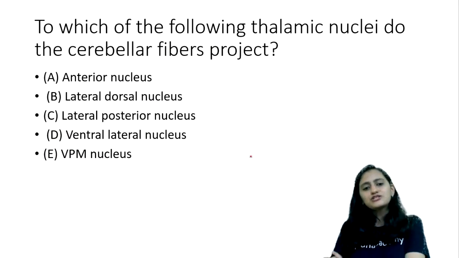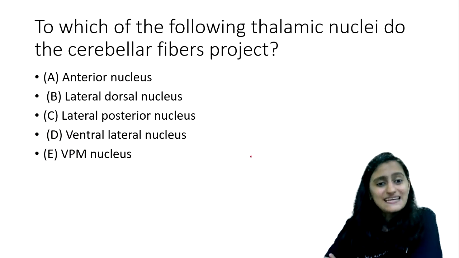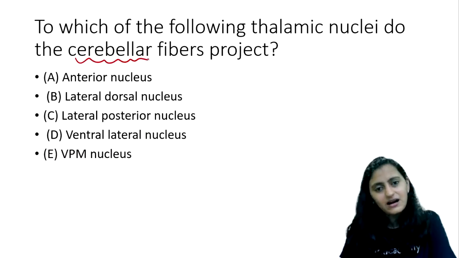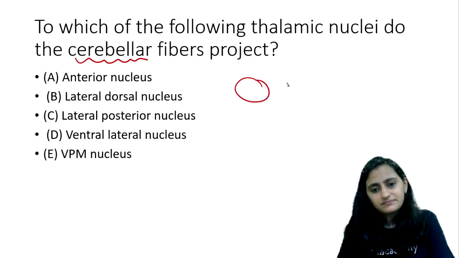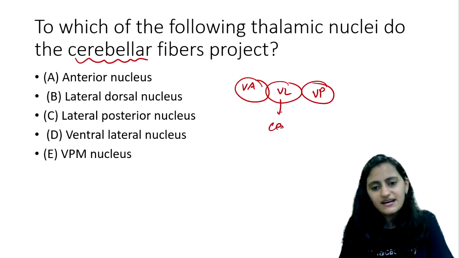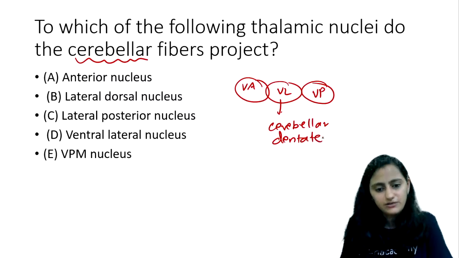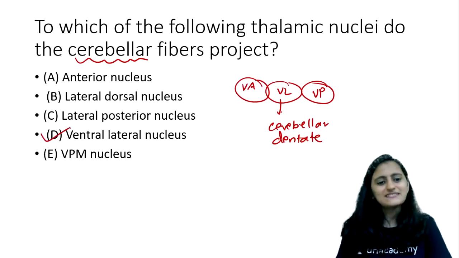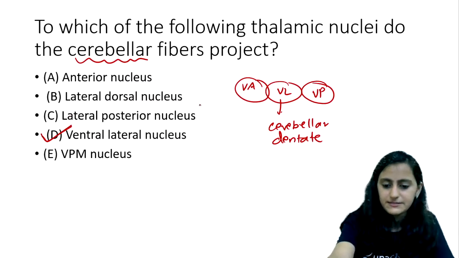Next question. To which of the following thalamic nuclei do the cerebellar fibers project? We already saw the cerebellar fibers. So you have VA, VL and VP. The cerebellar fibers come to VL, that is from the dentate nucleus of the cerebellum, right? Yes, so it is the ventral lateral nucleus. Absolutely right, ventral lateral nucleus.